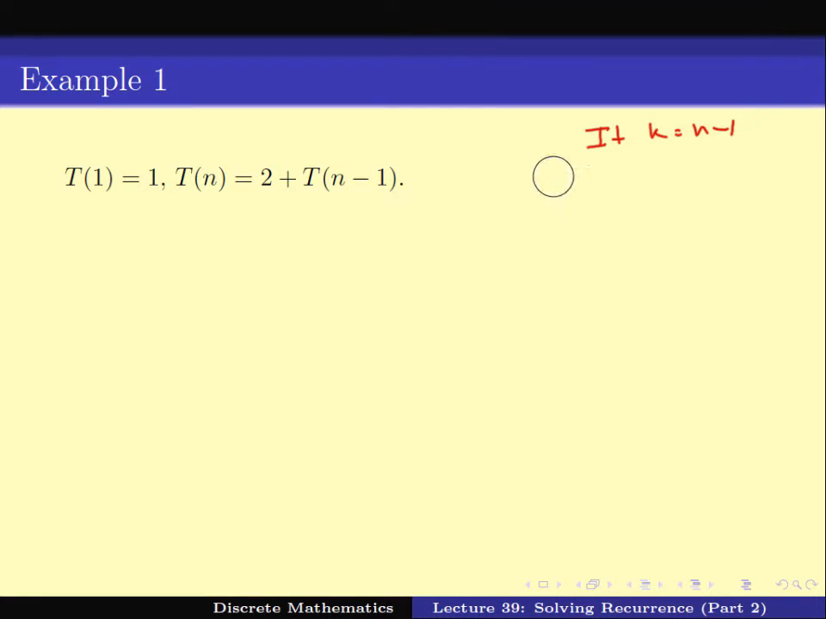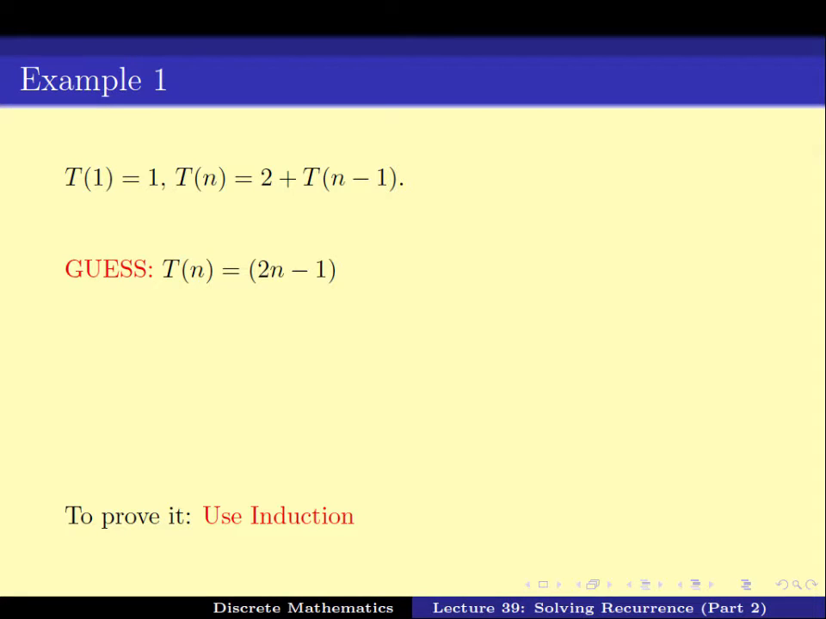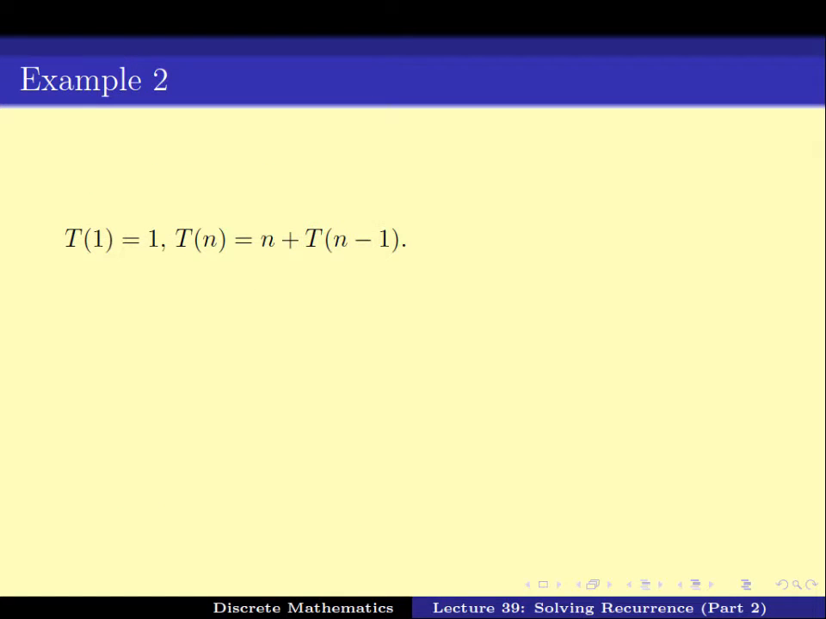So in this case, Tn equals 2n minus 1 is the guess, and we prove it by induction. We have seen in the last video that this is indeed the right way of guessing it, and we have our right guess by proving it by induction. Now let's move on to the next example.